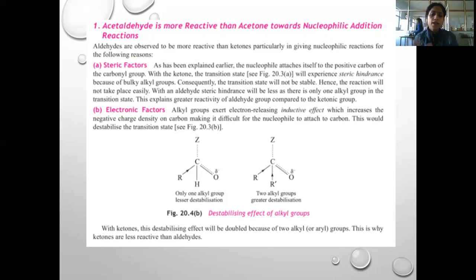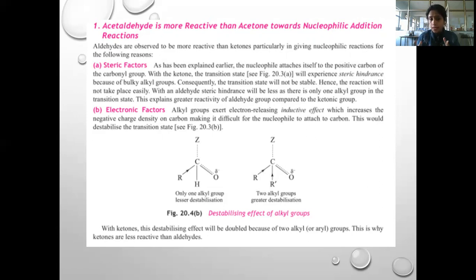Then let's see the electronic factors. We know that the alkyl group exerts a plus I effect, an electron releasing inductive effect. What it does is that it increases the negative charge density on the carbon atom, which then makes it difficult for the nucleophile to attach to the carbon atom. That is why the transition state in case of ketones is destabilized, and hence the reaction is not very feasible.